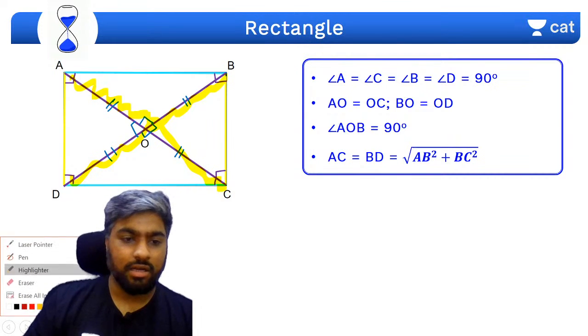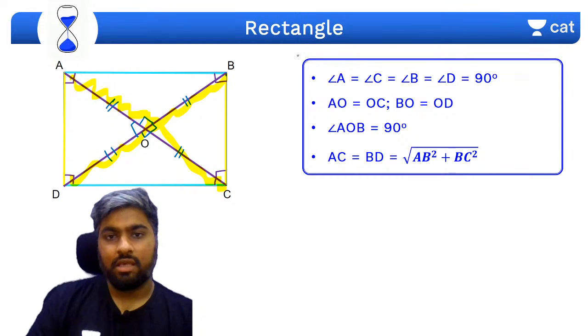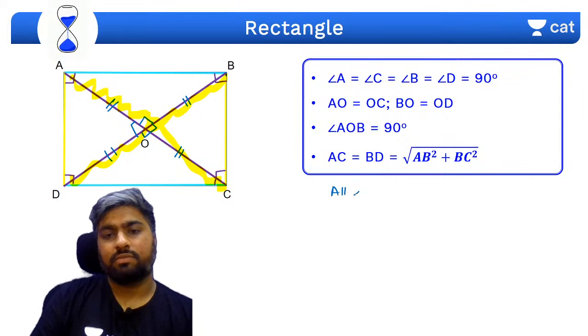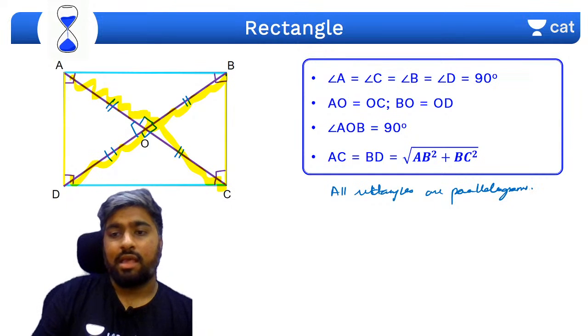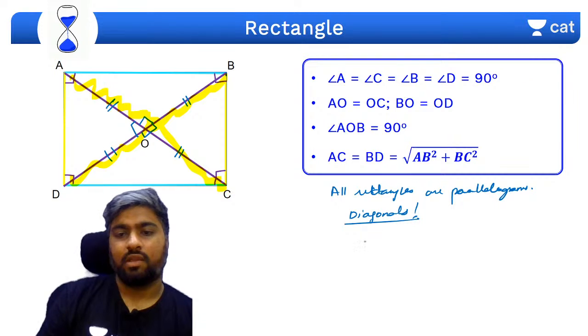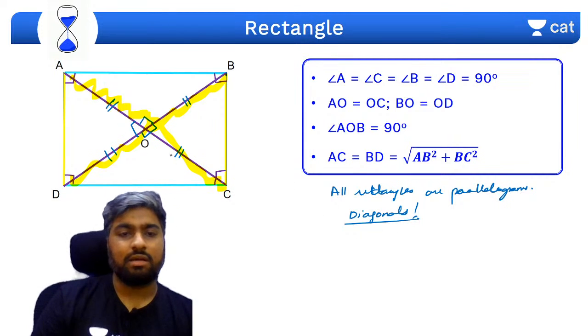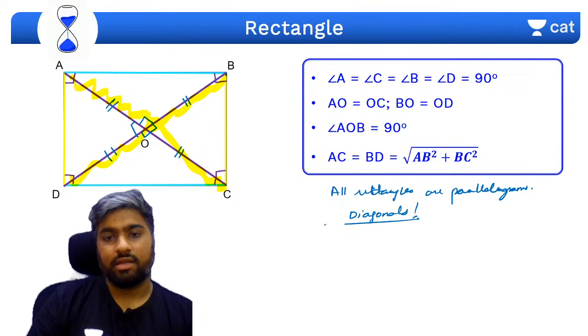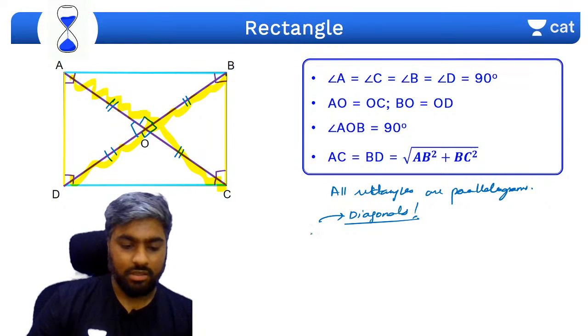So what did I say? All rectangles are parallelograms. Yes, all rectangles are parallelograms. And you can figure this out by checking the diagonals. If the diagonals are equal in a parallelogram, then it could be a rectangle. Okay?